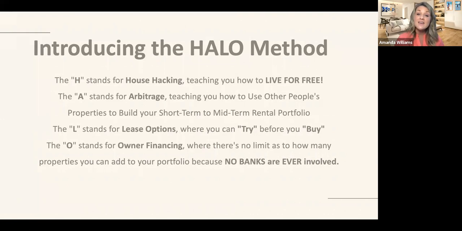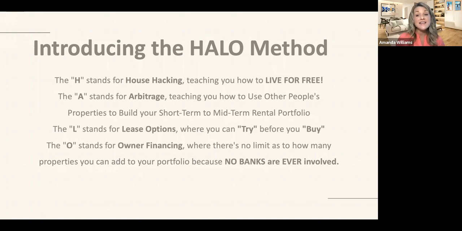And then the A is for arbitrage. So arbitrage is what I've mainly talked about today. I've talked a little bit about the house hacking, but mainly arbitrage, which is where you are speaking to the landlord, you're pitching them correctly, and then you are turning around and you are leasing the property out on more of a sublease or a master lease.